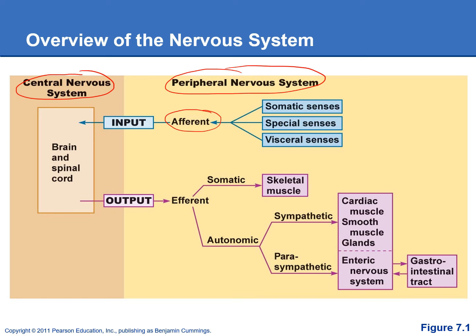And then it will send signals out through the efferent division, the motor division, either through the somatic nervous system to skeletal muscle or through the autonomic nervous system to the cardiac, smooth muscle, and glands, either through sympathetic or parasympathetic nerves to affect those.